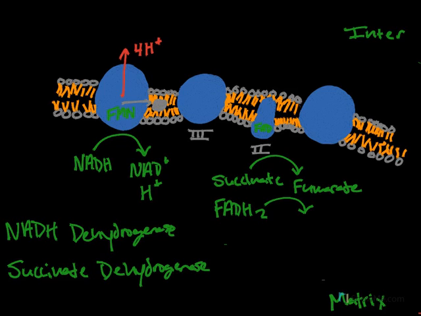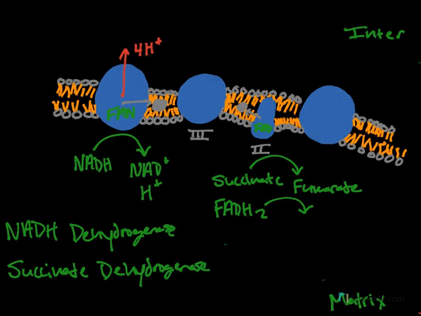So an important thing to note about complex 2 is the energy that's being released by this oxidation of succinate is not strong enough to pump out protons into the intermembrane space. So your complex 2 is going to be the only one that does not pump out any protons. Okay, so succinate dehydrogenase will pass off our electrons to another electron carrier to complex 3.